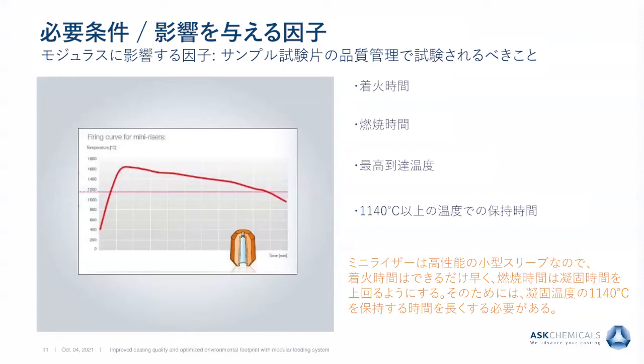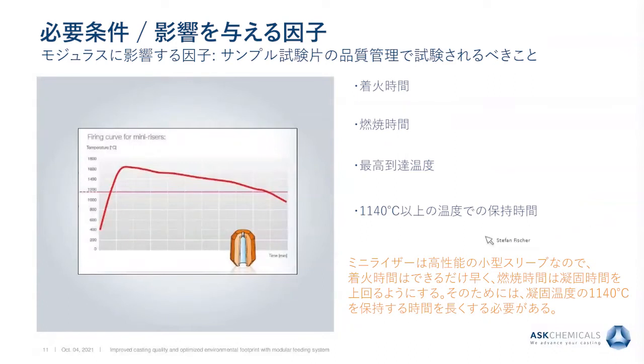One important thing is the exothermic curve, what we have to achieve with our risers. And these are the modulus influencing factors, which are also tested in the quality control on a sample specimen to have a comparability also for the different riser sizes with the same formulation. Important point here is the ignition time, so the time which is needed to ignite the exothermic reaction. Important is also the burning time, the maximum temperature, and the holding temperature over 1140 degrees Celsius.